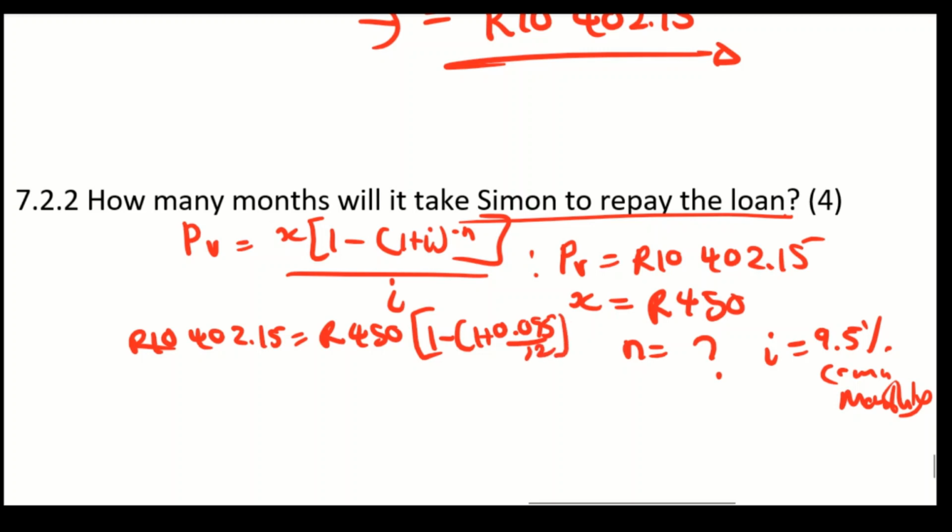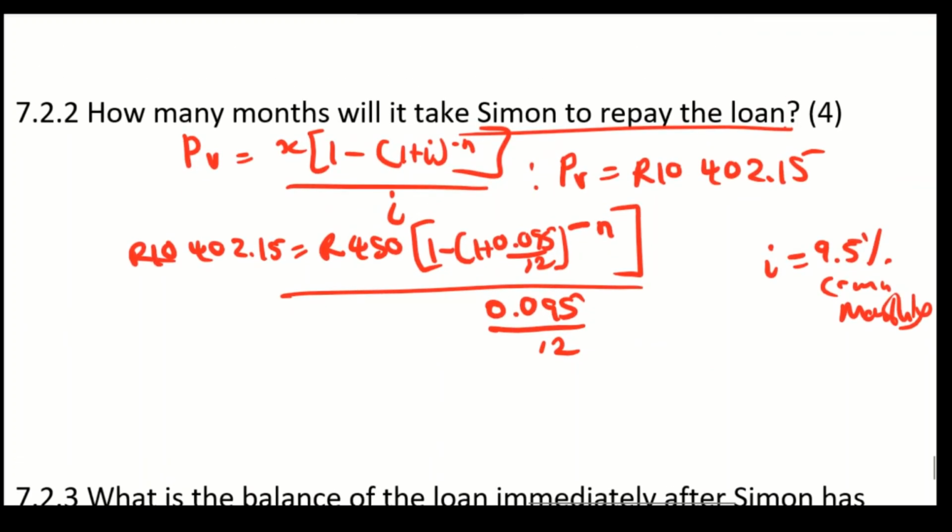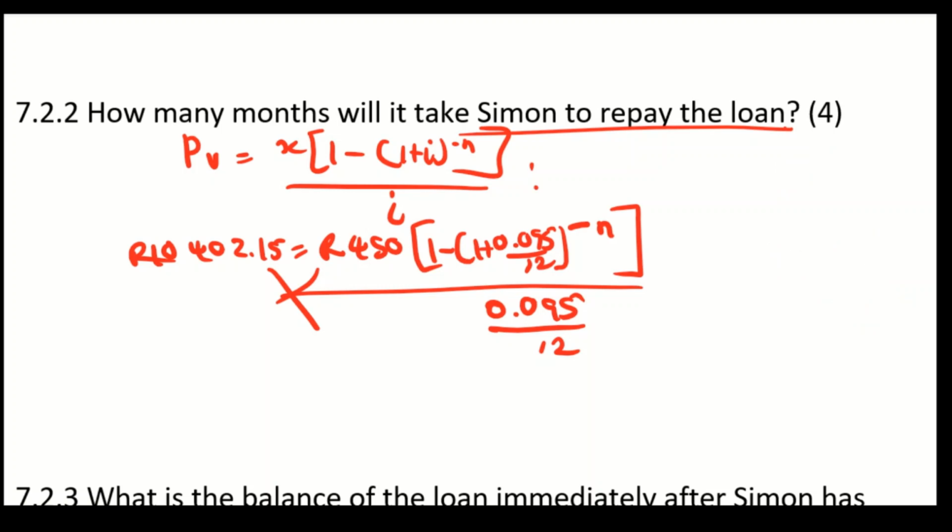to the power of a negative n. Remember, we are looking for n, so over 0.095 over 12. So from here, we're going to cross multiply this, and we're going to have, let me just erase this here for space purposes. So what we'll have here is this.